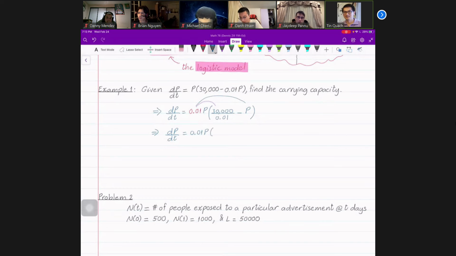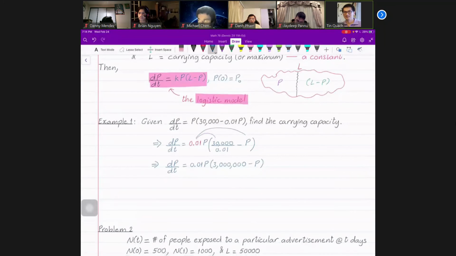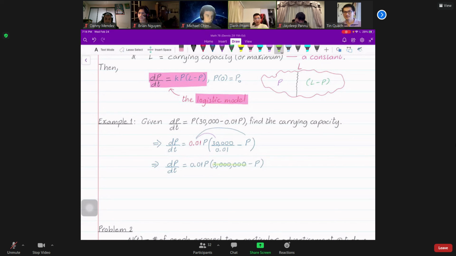So now 30,000 divided by 0.01 is 30,000 with 2 more zeros. Right? And then minus p. Okay. So from there, can you compare with the logistic model and tell me what L is? 3 million. Yeah, that is your L right there.